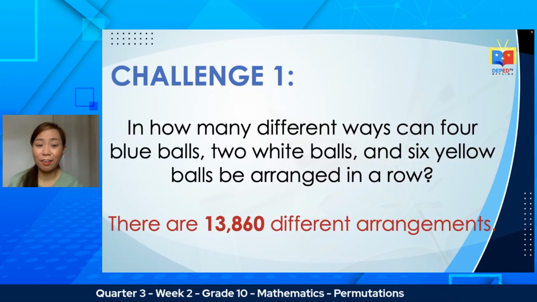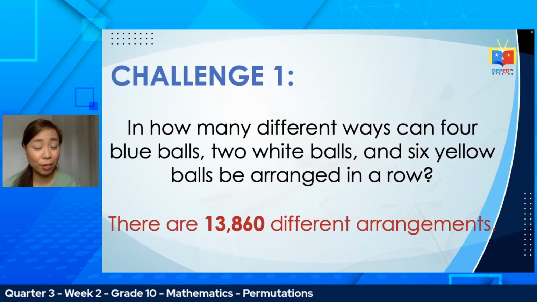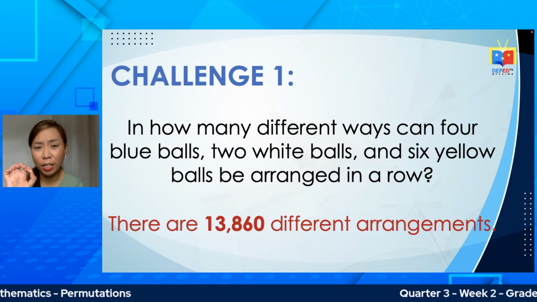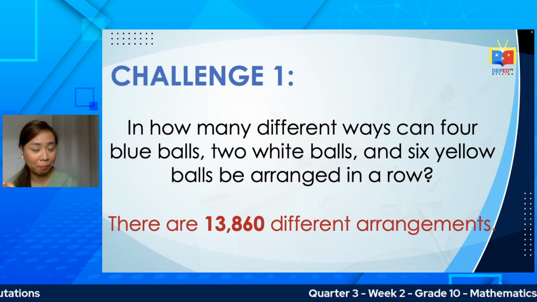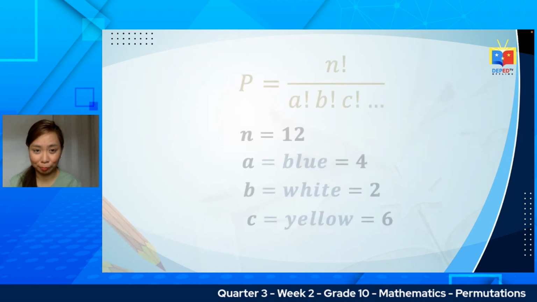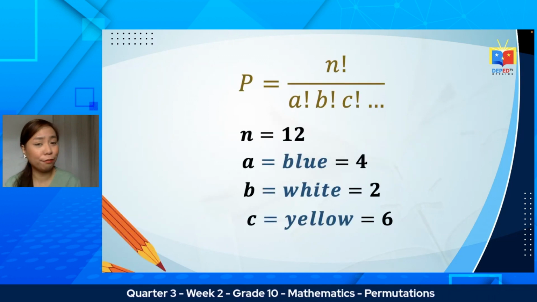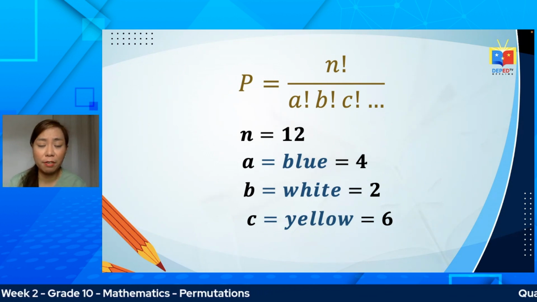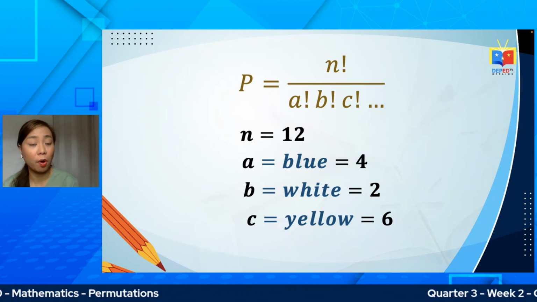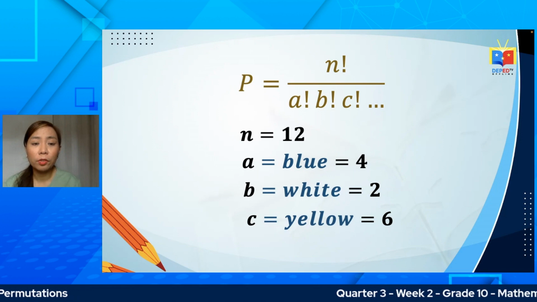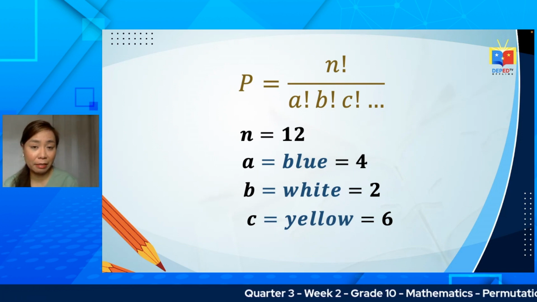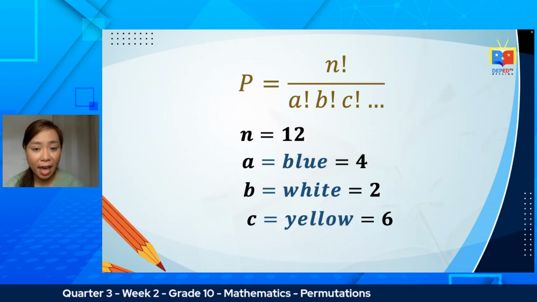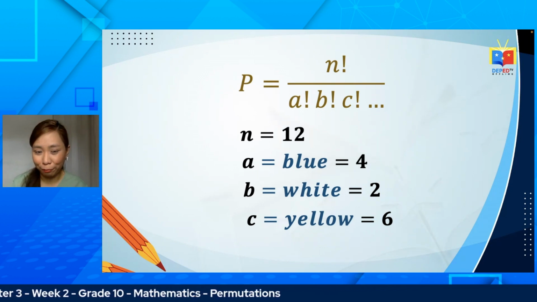The answer here is 13,860 different arrangements. So let's check if you did the same thing with me. So let's show the solution. Again, for the formula, we now have n factorial over a factorial, b factorial, c factorial, and so on. Remember to take note of your n and the repeated objects. N is the sum of all the objects that we have, which is 12.